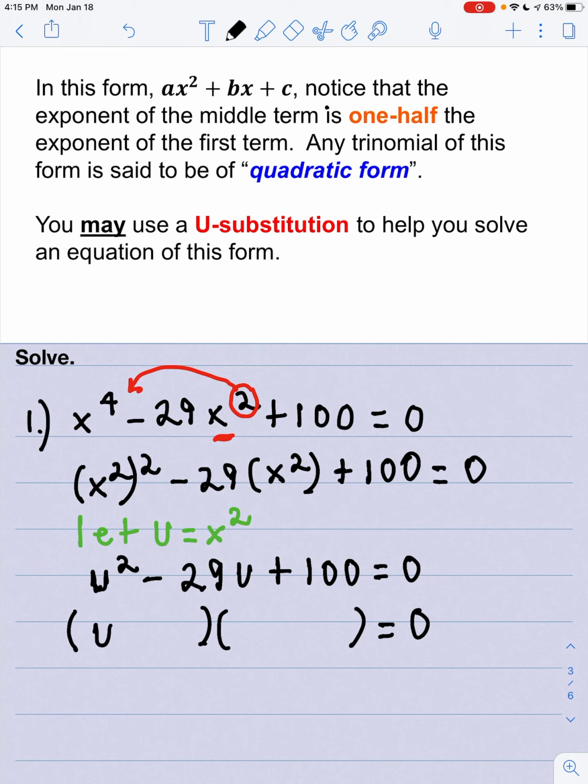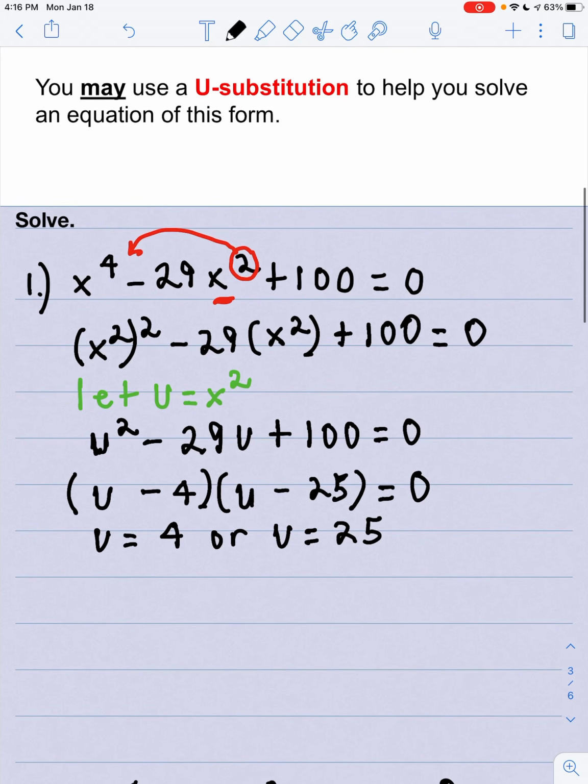The first positions I'm going to let be u and u. And I'm looking for two numbers that have a product of 100 and a sum of 29. Hopefully you recognize that would be 25 and 4. And to get a positive for the last term, while the middle term is negative, means both signs are going to have to be negative. So if I set these factors equal to 0 and solve, I would get u equals 4 or u equals 25.